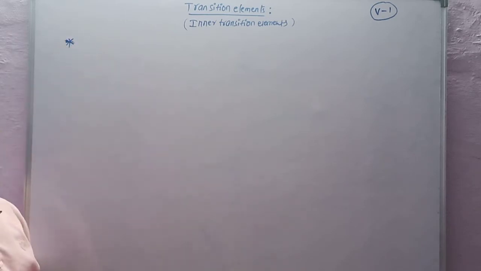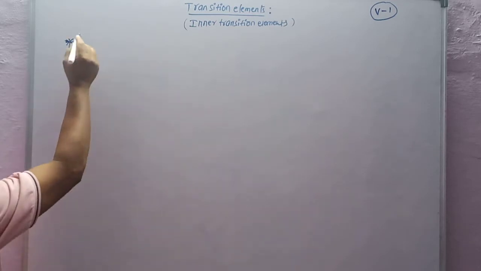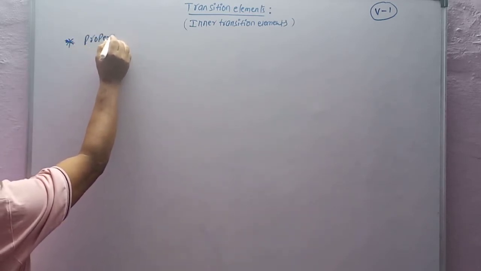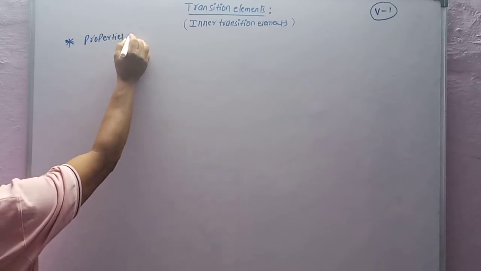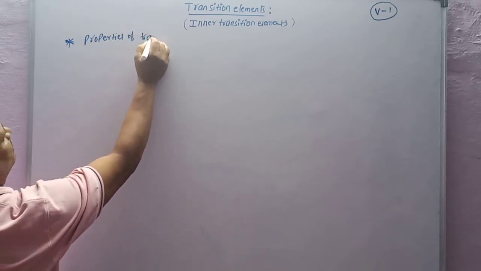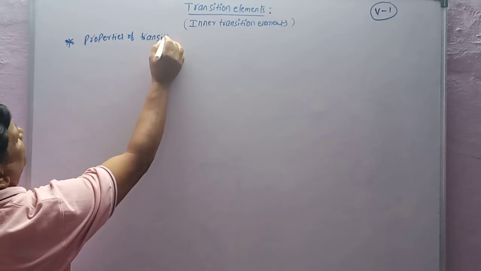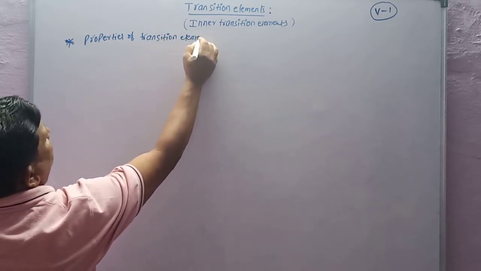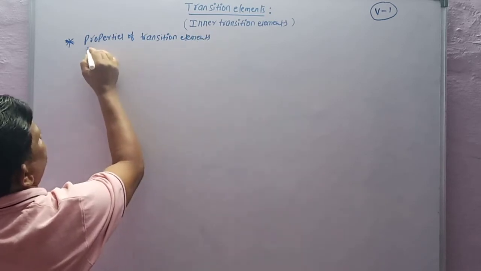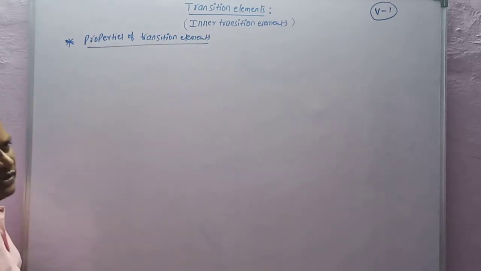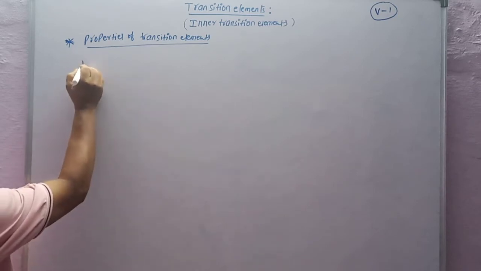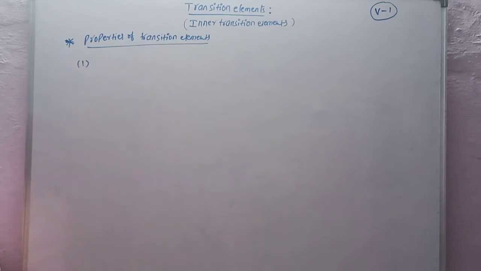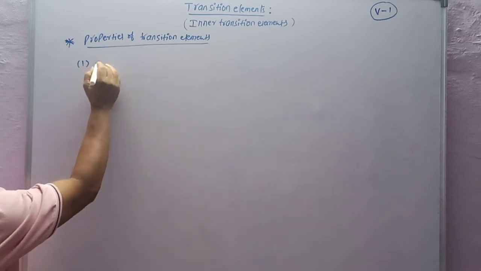Characteristic properties of the transition elements. So what are the properties of transition elements? Okay. So now what are the properties of the transition elements? The first one is atomic and ionic radius.